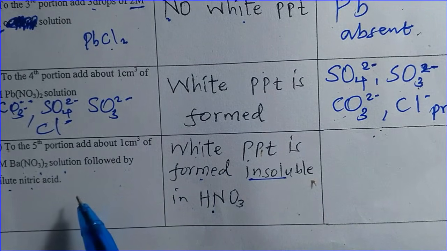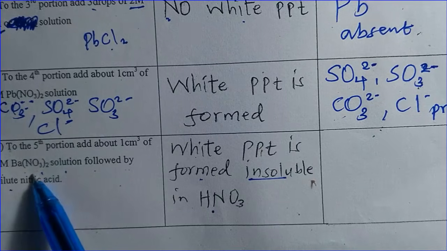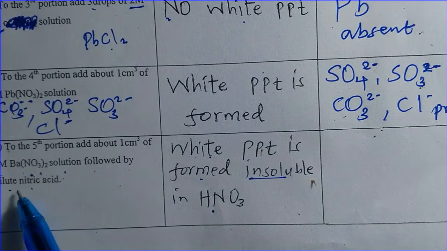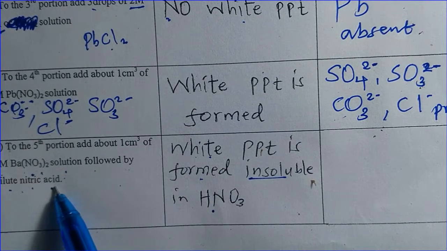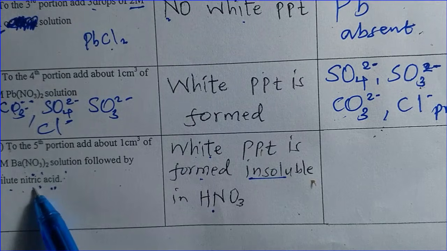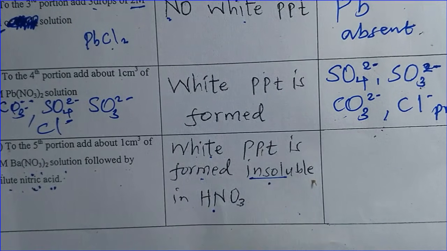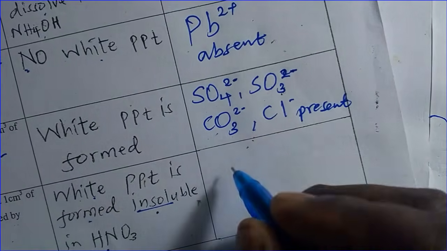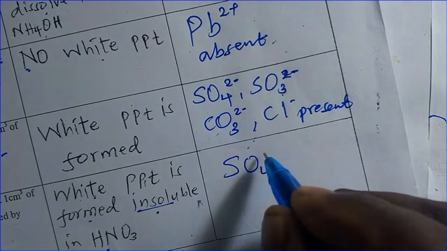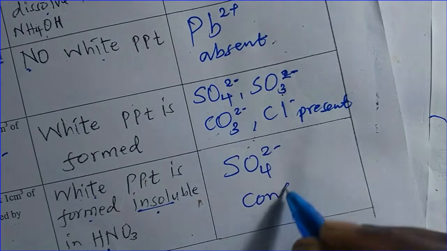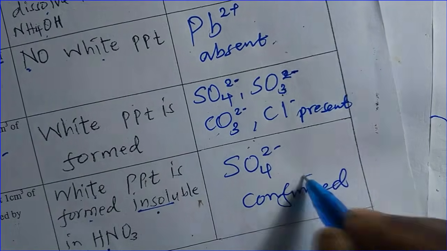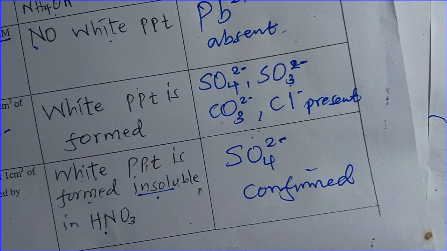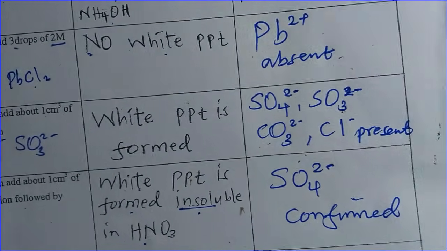But if you add barium, it forms a white precipitate. Then in addition, when you add dilute nitric acid or HCl and the white precipitate persists, it means what is there is the sulfate. So you say SO4 2 minus confirmed or present. You can say present or confirmed. That is what is there. Thank you.